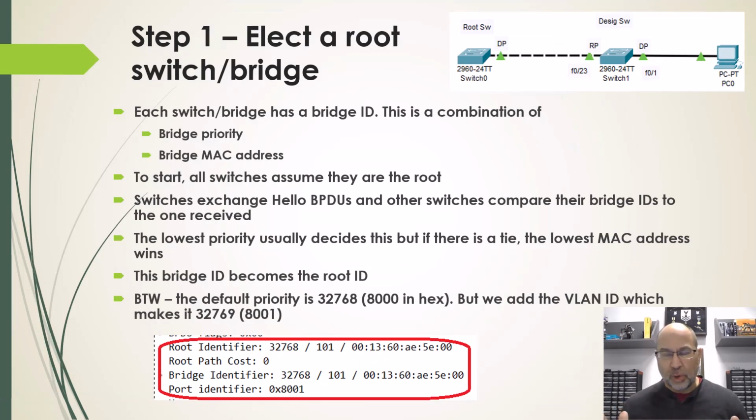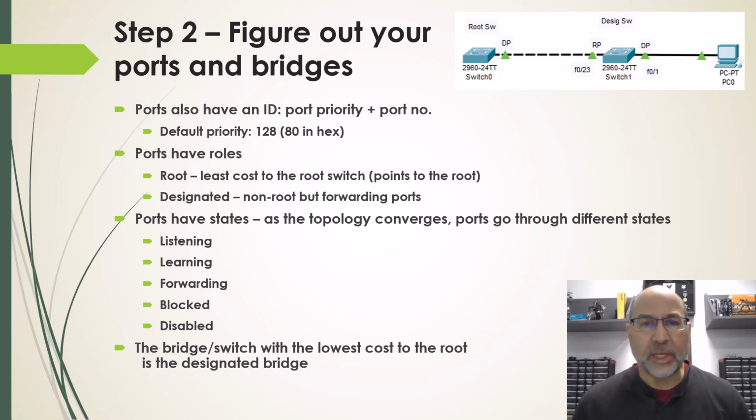So hopefully at this point we understand the root election process. Step 2. Let's figure out our ports and our bridges. What are the other names? What are the states? What are their roles? So let's remember that ports also have an ID, which is a combination of the port priority plus the port number. We saw that. The default is 128 or 80 in hex plus whatever the port number is.